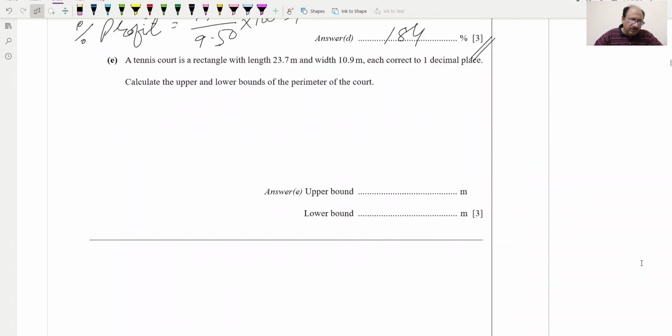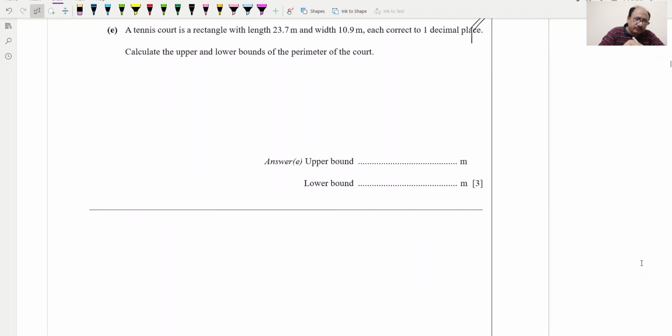Now part E. The tennis court is a rectangle with the length this much and width this one, each correct to one decimal place. So it is a lower bound, upper bound question. Calculate the upper and lower bounds of the perimeter of the court. For 23.7, the upper bound will be 23.75 and the lower bound will be 23.65.